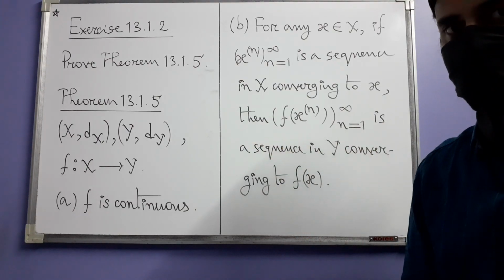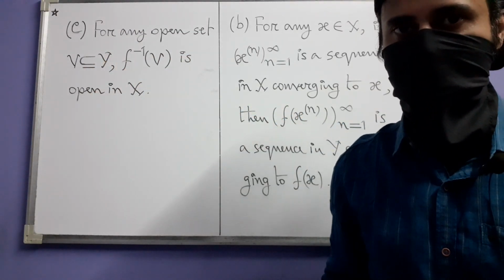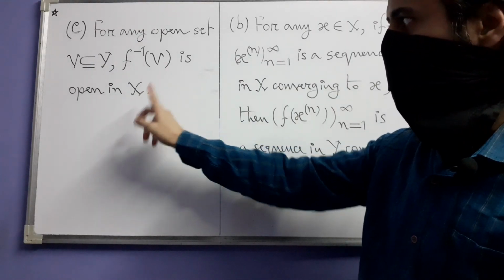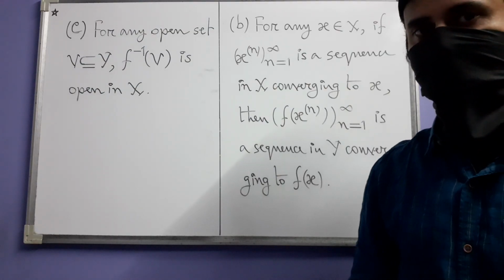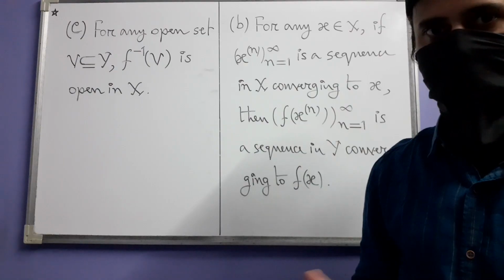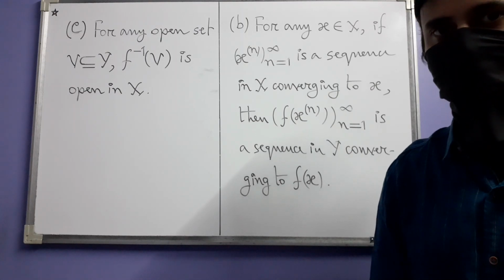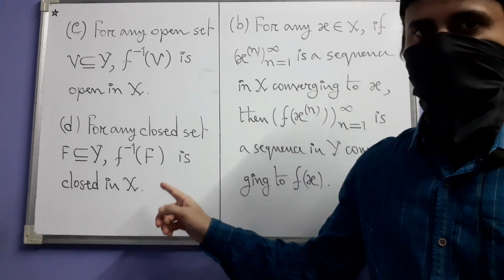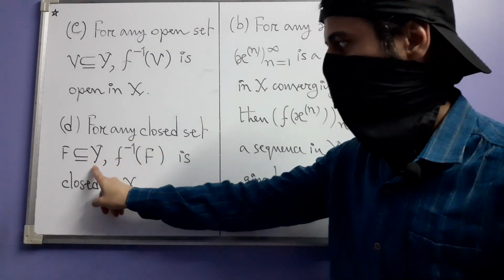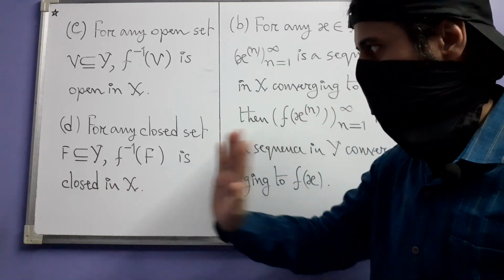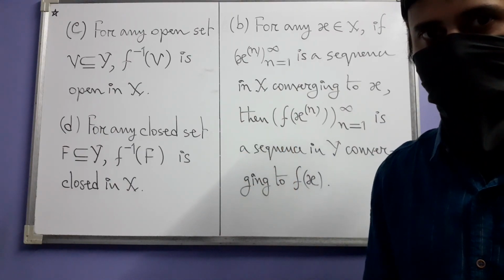Next, statement C: for any open set V in Y, that is V is an open subset of Y, f inverse of V has to be an open subset of X. Those of us who know topology, and particularly the definition of continuity of a function between topological spaces, would recognize this as the condition for continuity in that definition. And finally, statement D, which is the closed set version of this exact statement: for any closed subset F of Y, f inverse of F is closed in X. So we now have to prove that these four statements are equivalent to one another.